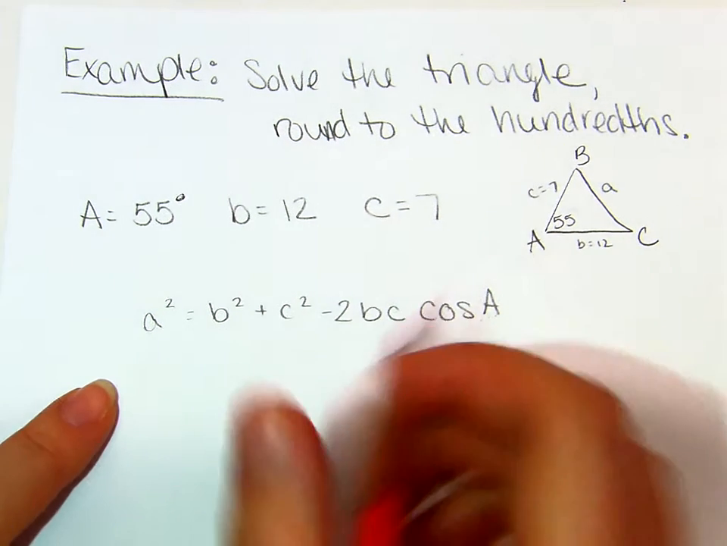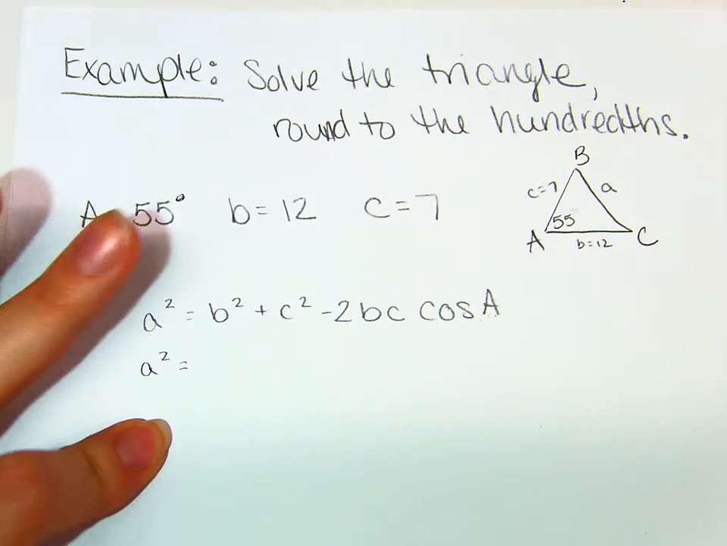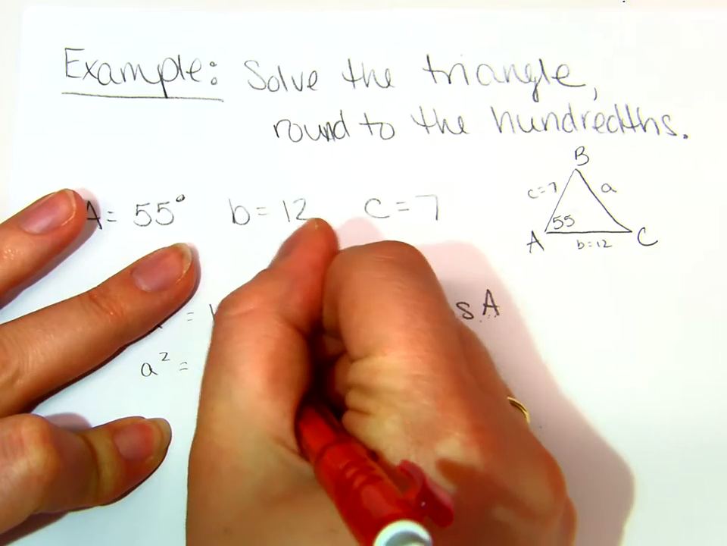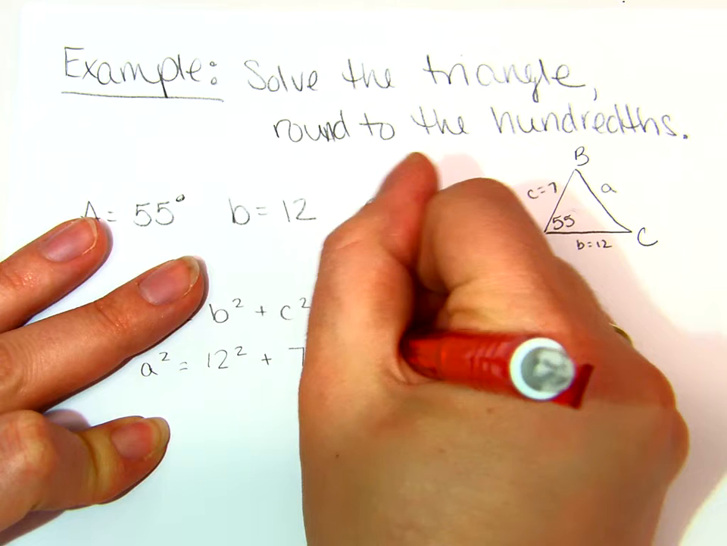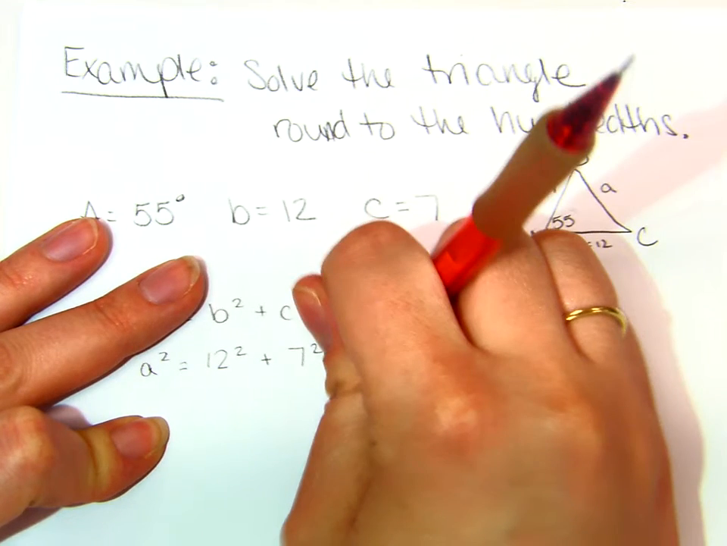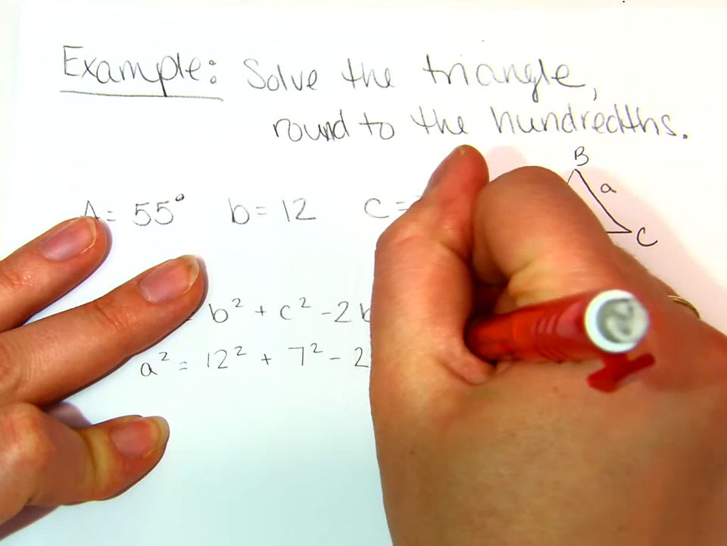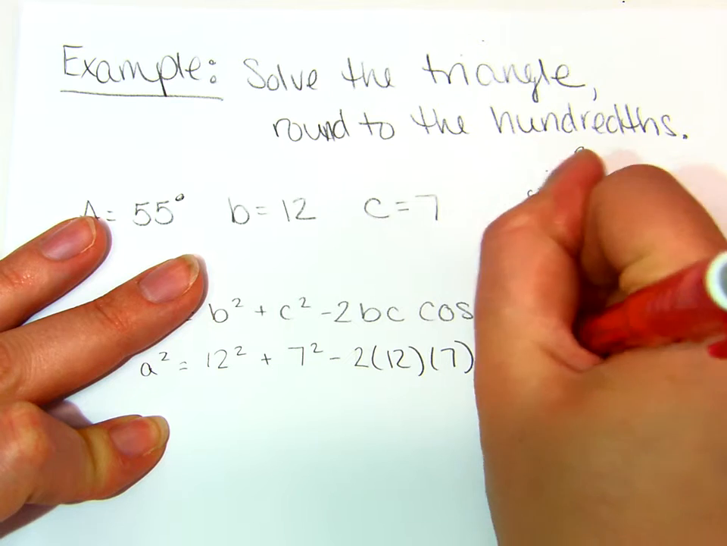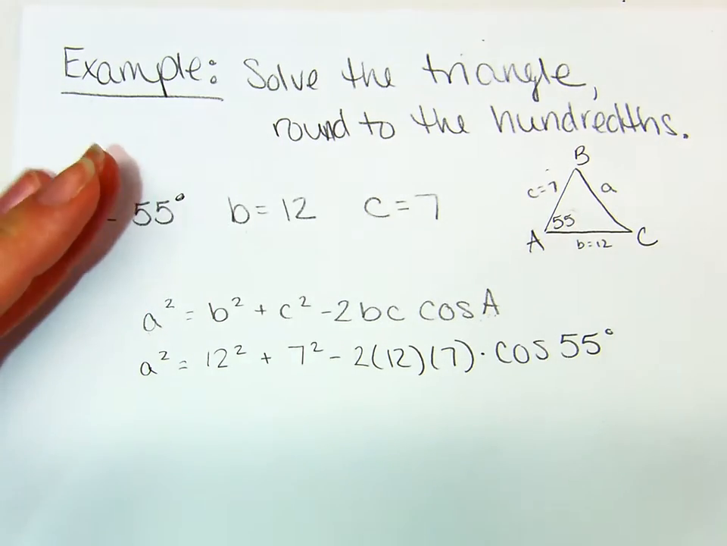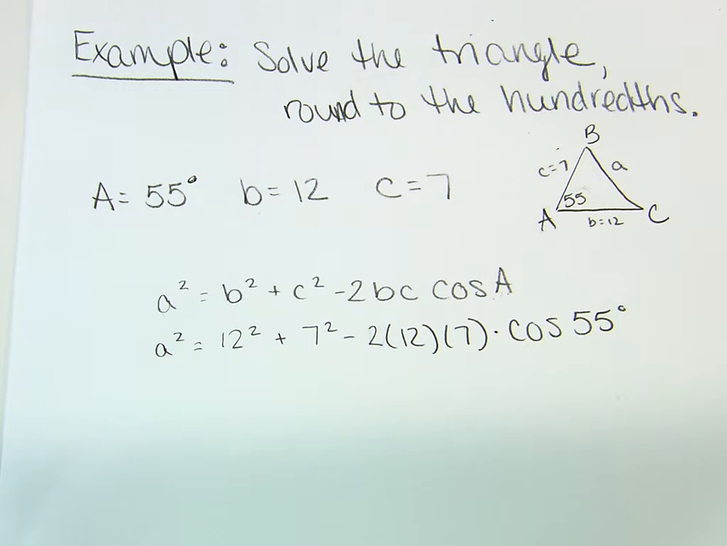So I just want to plug in what I know. So I don't know a, so I'm going to do a squared equals b is 12, so 12 squared plus c is 7, so 7 squared minus 2 times 12 times 7 times the cosine of 55 degrees. And again, you have to make sure your calculator is in degrees, because that's what you're going to be typing in.